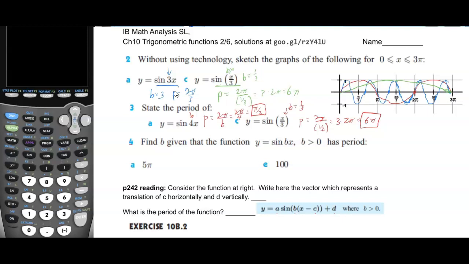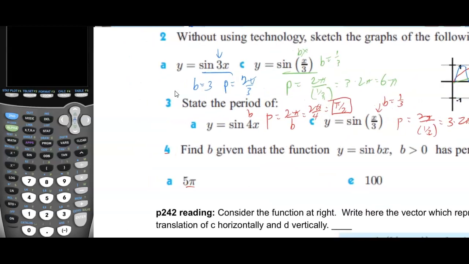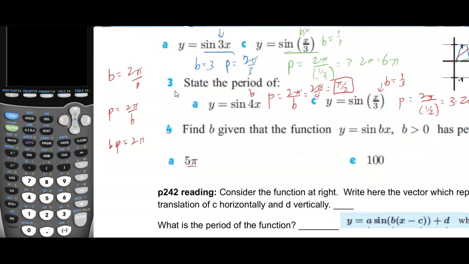4. Find b given that the function y equals sine bx, b is greater than 0, has this period. Okay, so remember, there's basically 3 ways you can memorize the formula. b equals 2 pi over p, p equals 2 pi over b, or bp equals 2 pi. Either one of these, they're all equivalent, okay? And you can use algebra to rearrange them so that they look like each other.